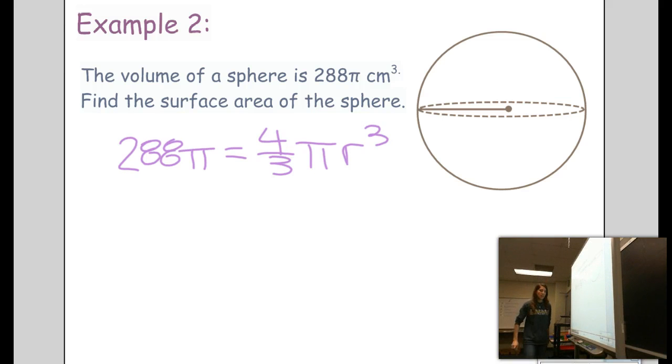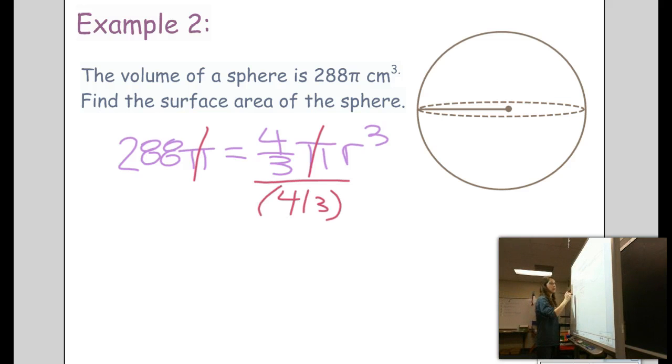I noticed one thing. Pi cancels. Yay! There's a pi on the right, there's pi on the left. No need to complicate our lives more than they already are. Cancel out pi so you don't have to worry about it. How could you get rid of 4/3? Divide by 4/3 or multiply by 3/4. It's up to you. You can flip and multiply, or you can just divide. When you want to get rid of something, just divide by it.